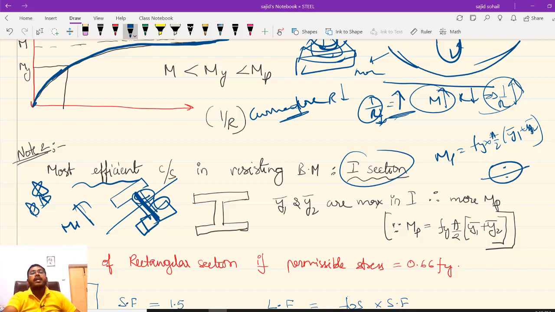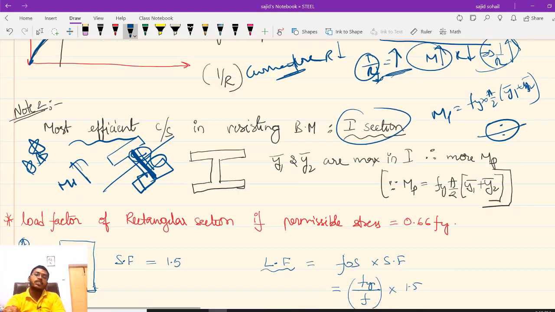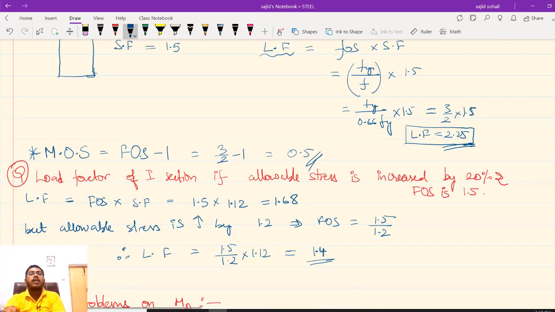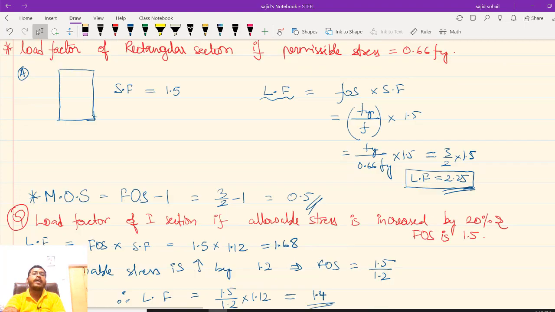I hope you got it right. That's why, as your Mp value is more, the most efficient cross section in resisting bending moment कौन सा है? I section होता है. I hope it is very clear. Now let us see two small problems of load factor and then I will stop.